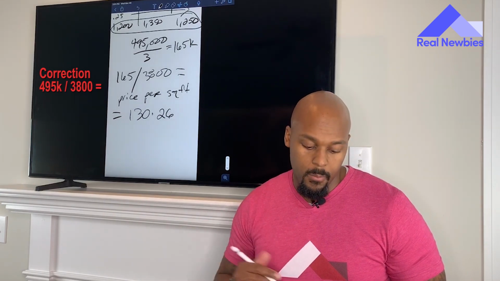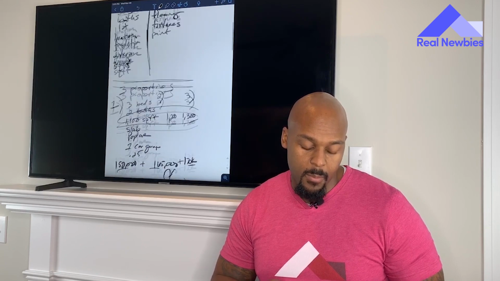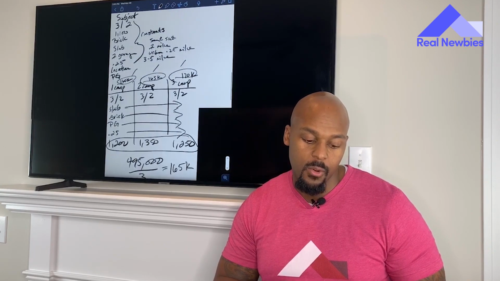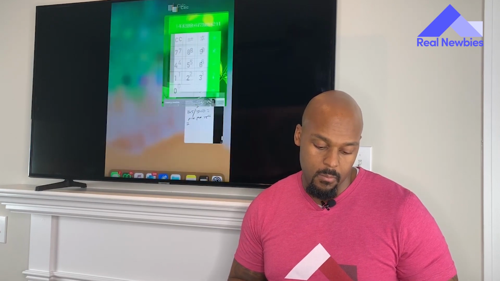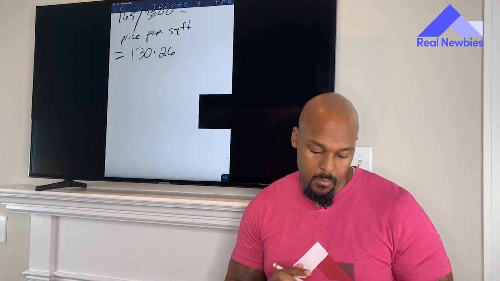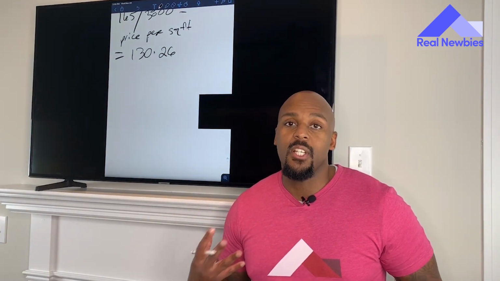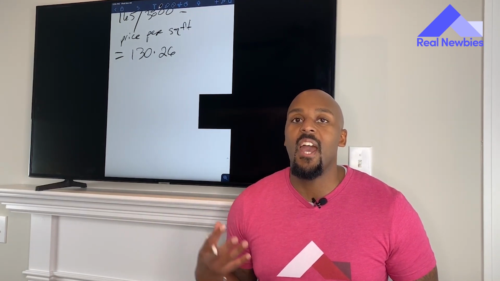So how do we use this number to get our market value? We take that number and multiply it by the square footage of our subject property. Our subject property is 1,100 square feet, so we multiply 1,100 by 130.26. That gives us $143,289. So that gives us the market value. 143,289 is what you would potentially have as your ARV.